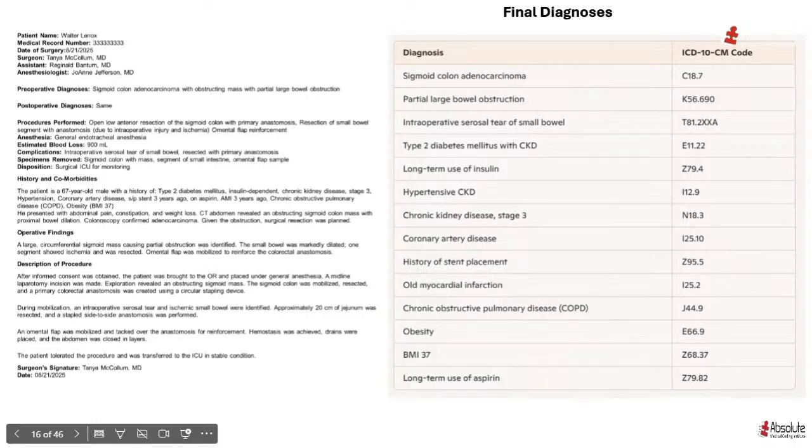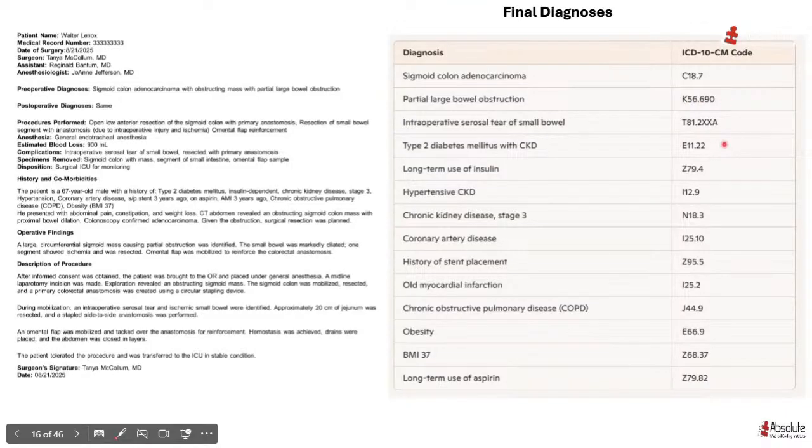Now, coders, we don't have time to look up all these codes, and I want to. But these are my final diagnoses. Number one, the sigmoid colon adenoma, or adenocarcinoma, excuse me, the big difference. Then there is a code for partial large bowel obstruction. Then intraoperative serosal tear of the small bowel. Yes, this is a complication code.